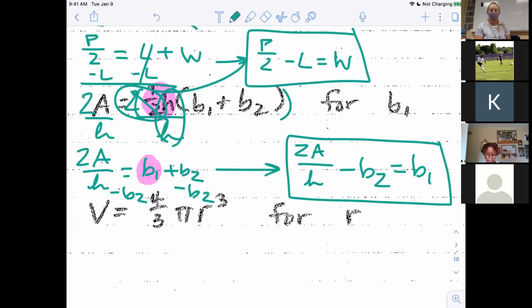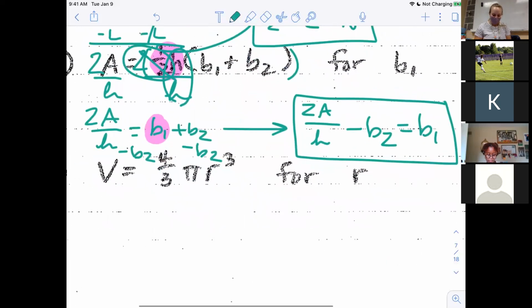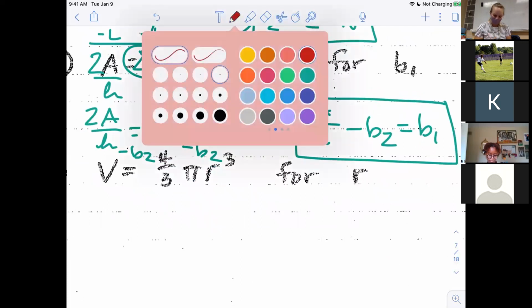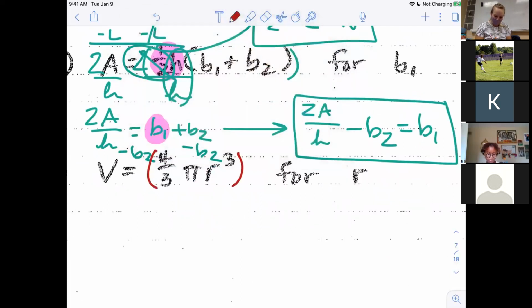Okay. Similar idea on the next one. I'm going to do my fraction first. So I'm going to multiply by 3 over 4 on both sides to move my fraction. I'd like to think of that as 3v over 4 equals pi r to the third.